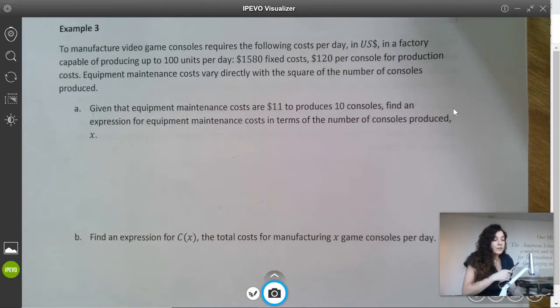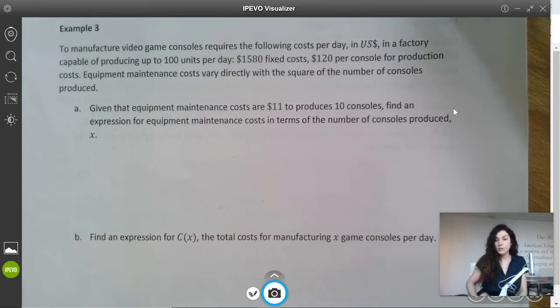Okay, first problem. To manufacture video game consoles requires the following costs per day in US dollars. In a factory capable of producing up to 100 units per day, $1,580 of a fixed cost, $120 per console for production cost.